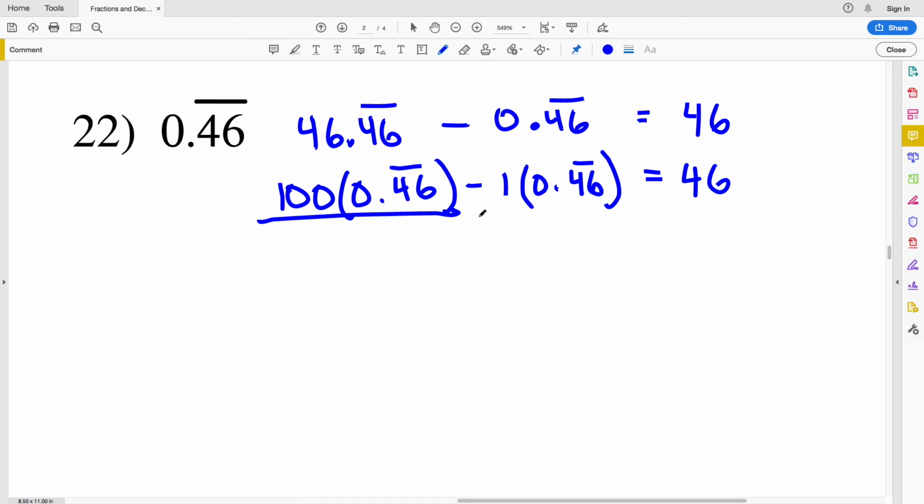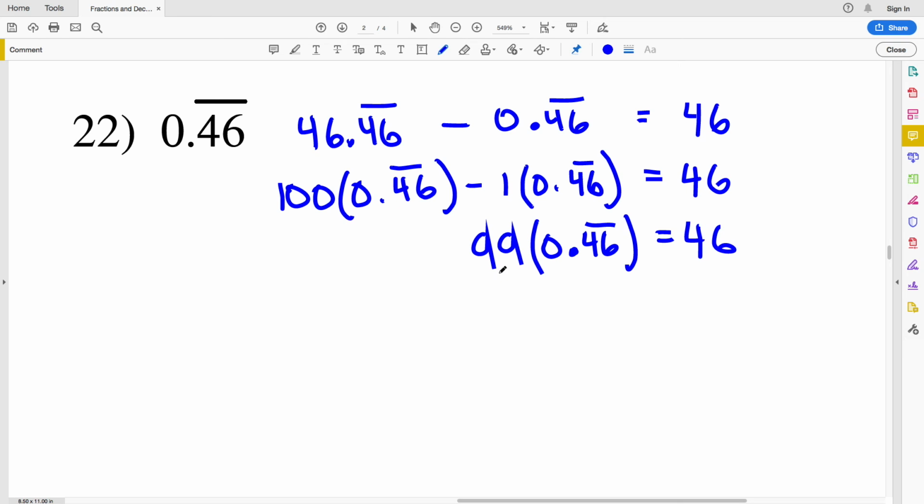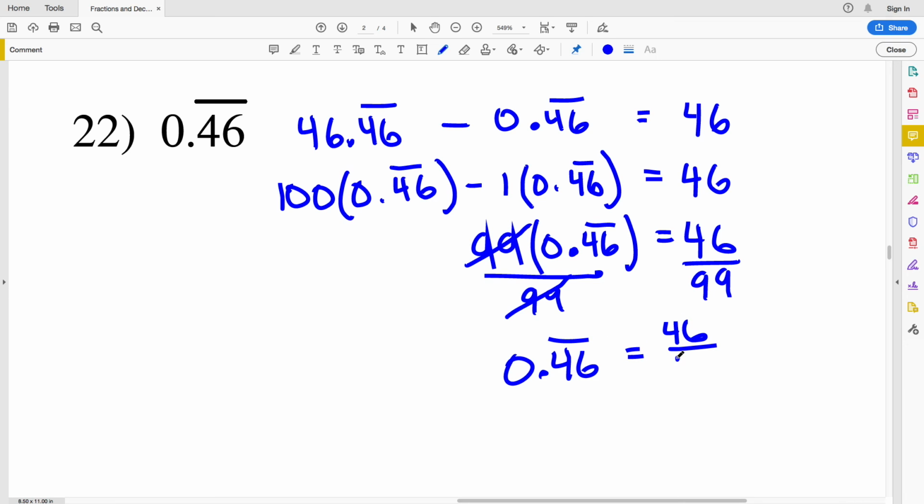So 100 of that number minus 1 of that number will be 99 of that number. So 99 times 0.46 repeating will equal 46. My last step, just divide by that 99. So once we divide by that, we'll get that 0.46 repeating is equal to 46 over 99. And both of those do not have a factor in common, therefore 46/99ths is our solution for number 22.